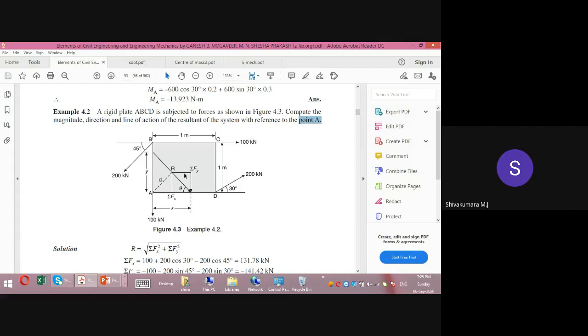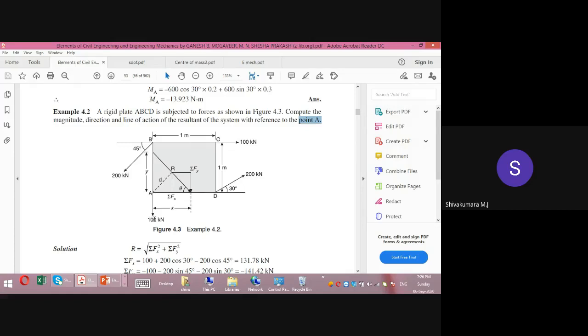So the moment of all the forces will be taken about A, right? So that should be equated to? Zero. No, why do you equate it to 0? You have to determine this D, that is the location of R. So what does Varignon's theorem say? The moment of all the forces about a point in a rigid body is equal to the moment of the single resultant force about the same point, correct? Yes, sir. So you should equate it to R times D.